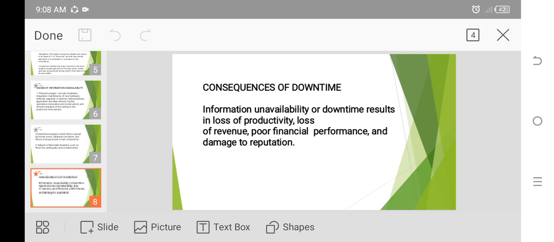Information unavailability or downtime results in loss of productivity, loss of revenue, poor financial performance, and damage to reputation. Measuring information availability: One is the mean time between failure or MTBF. It is the average time available for a system or component to perform its normal operations between failures. It is the measure of a system or component's reliability and is usually expressed in hours.